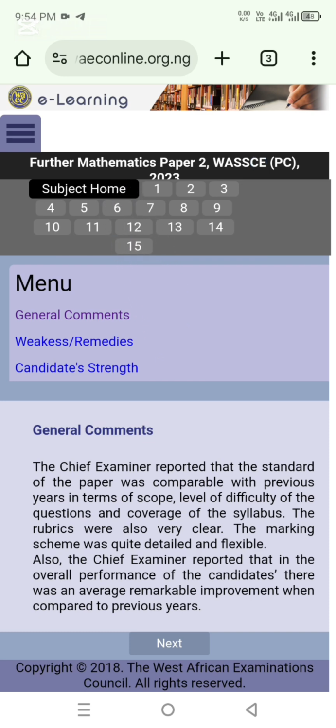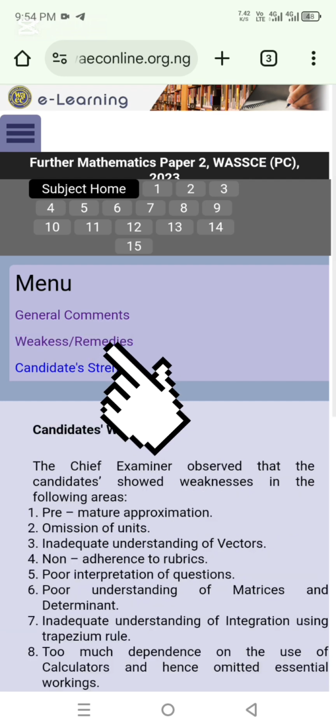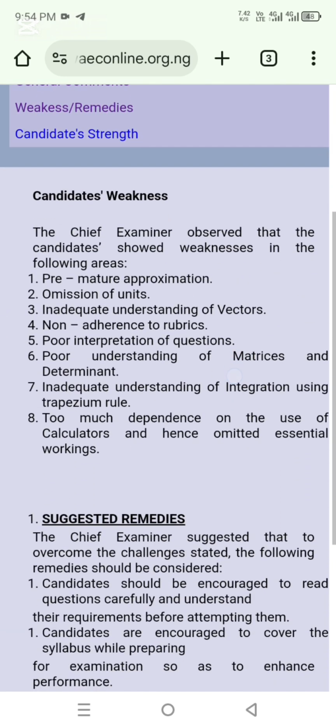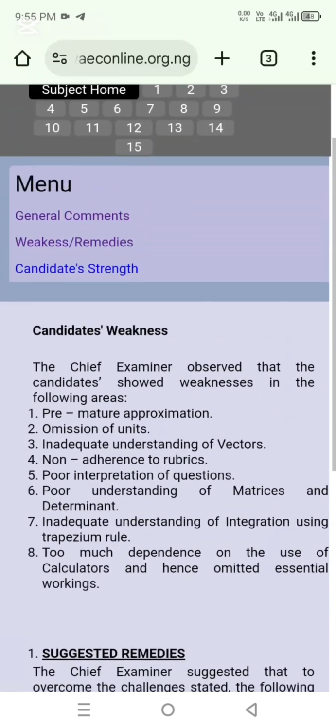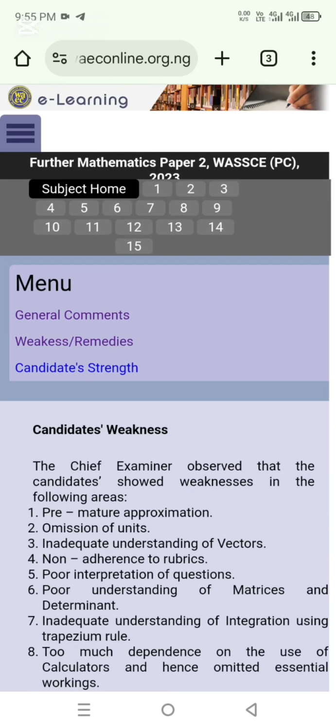Now, the first thing I want you to do when you get to this site, go to weaknesses and remedy. As I've always said, you will see what the chief examiner says about why people are failing: premature approximation, omission of unit, inadequate understanding of vector. These are just what you have to go through. I don't want to waste your time. So what I want you to do now is to go to question number 1.